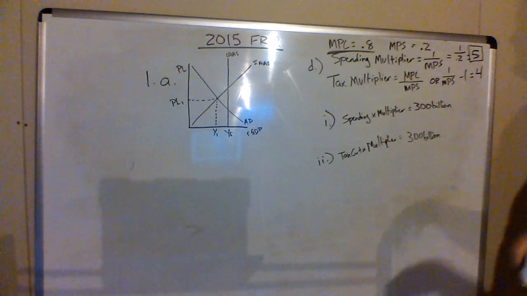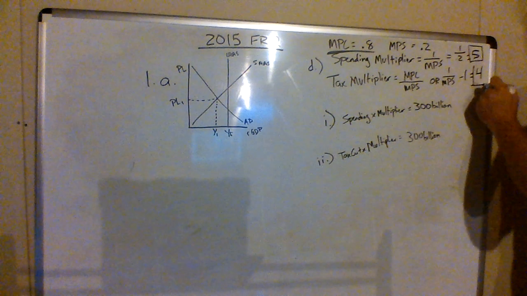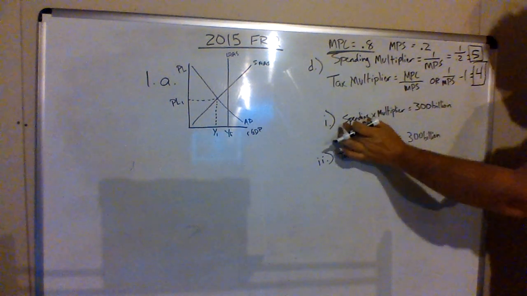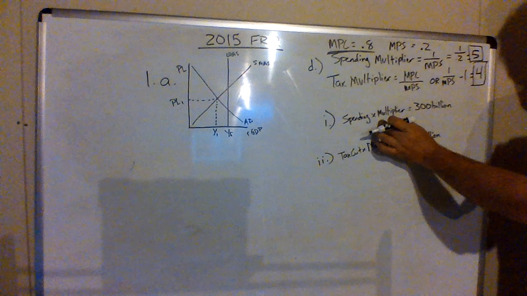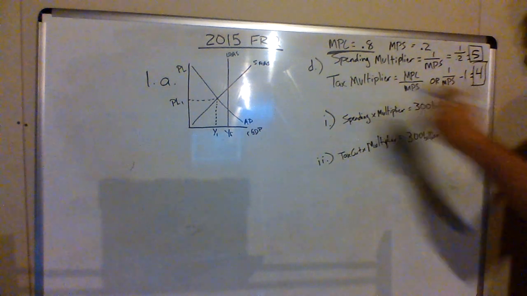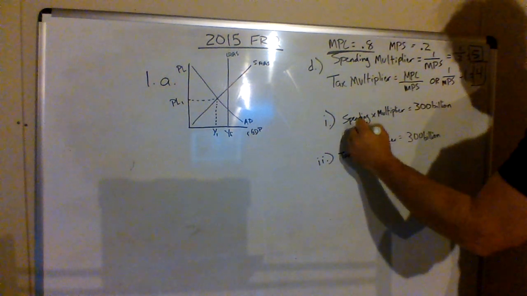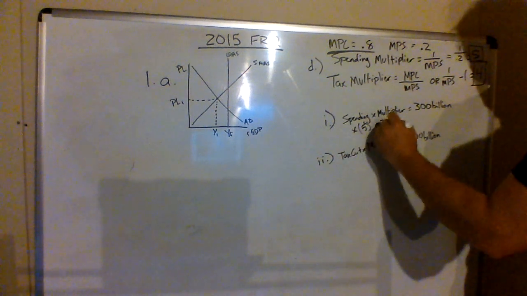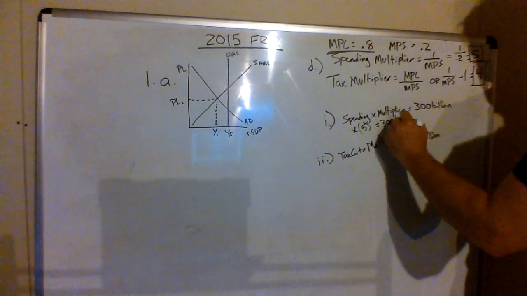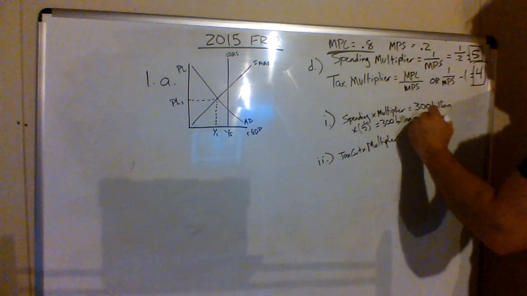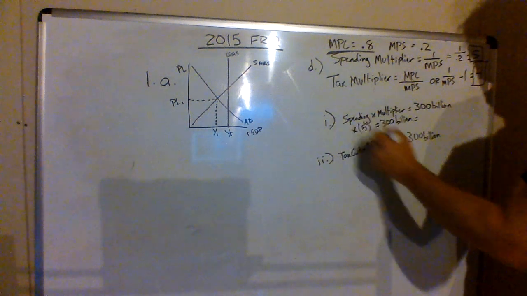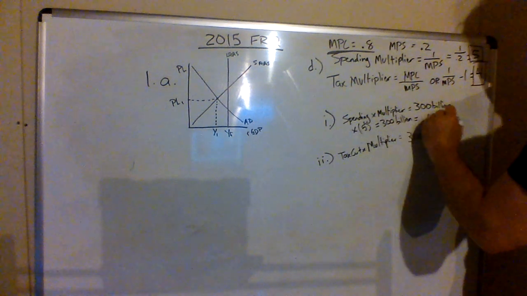And I went ahead and did the tax multiplier to equal 4. So now we've got to take the spending increase times the multiplier equals $300 billion. So basically it's X times 5 equals 300 billion. That equals your spending needs to increase by $60 billion.